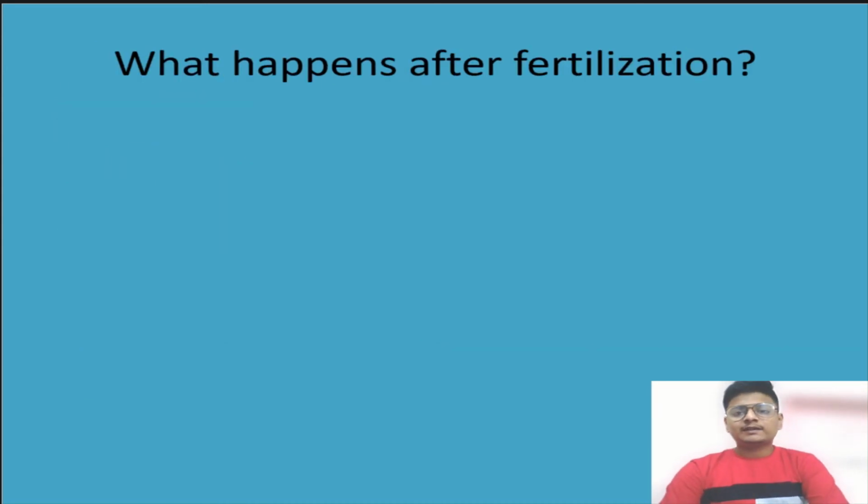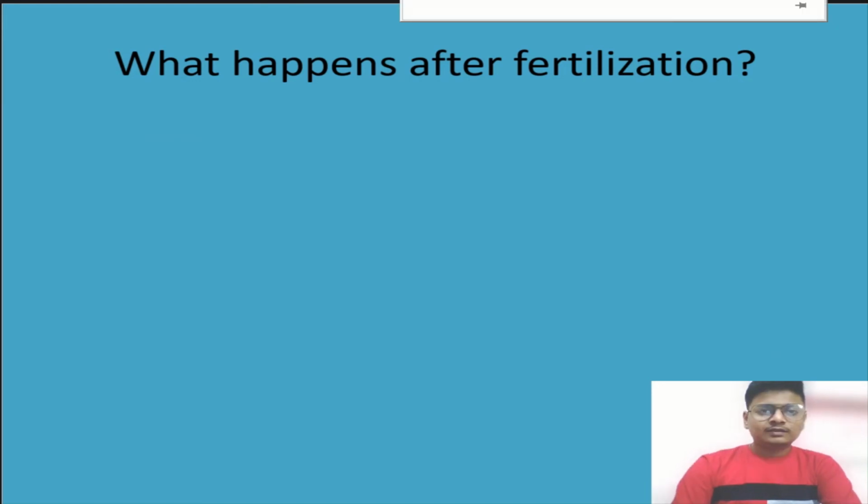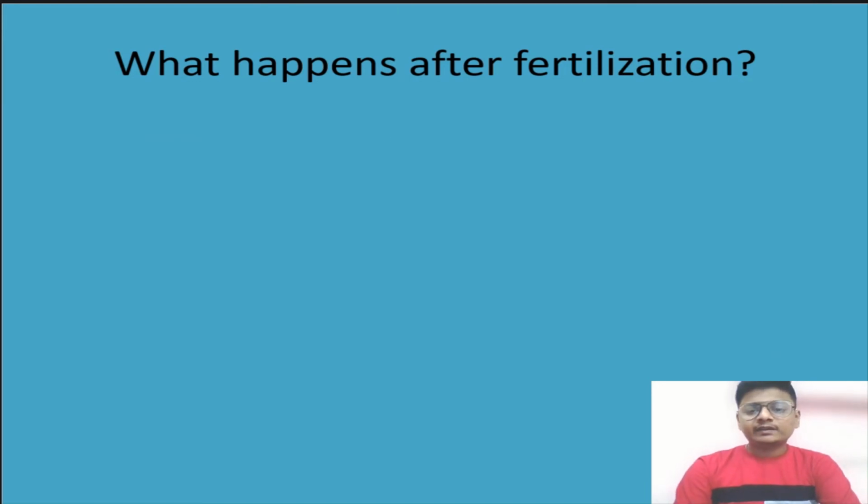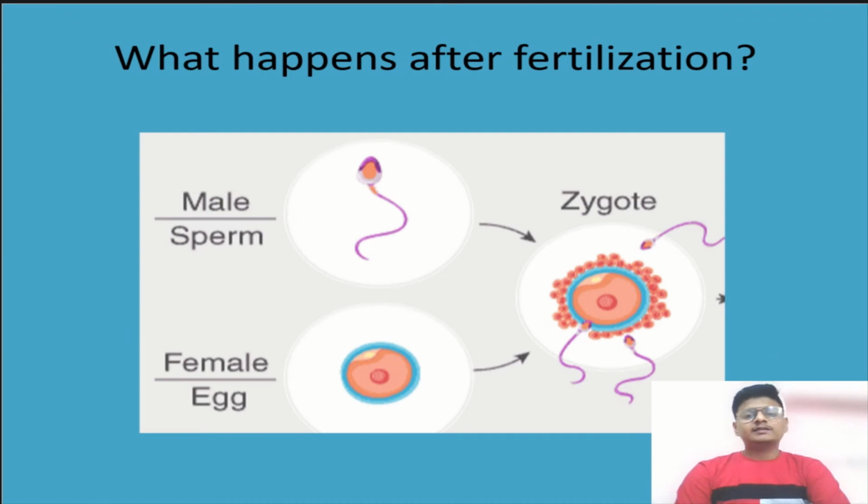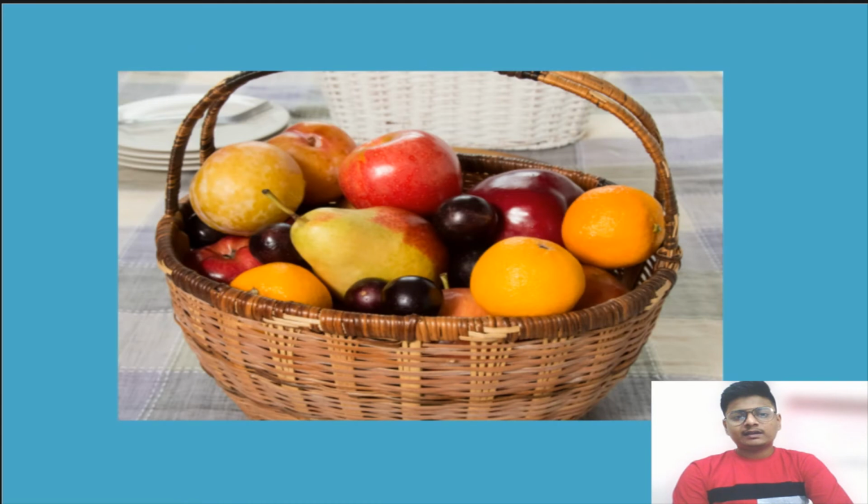So what happens after fertilization? Anyone know about this? Let's see what happens after the fertilization. After the fertilization, we know the zygote is formed. After the zygote, are you able to see something? So how is a fruit formed then? We know the zygote is formed, then how is the fruit formed?